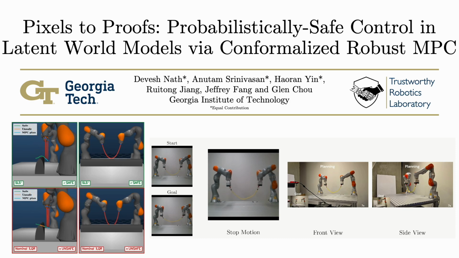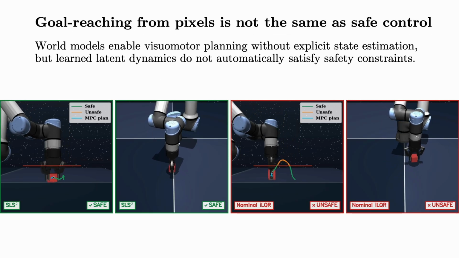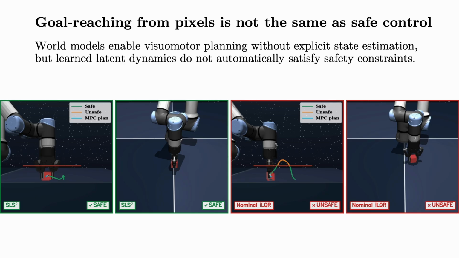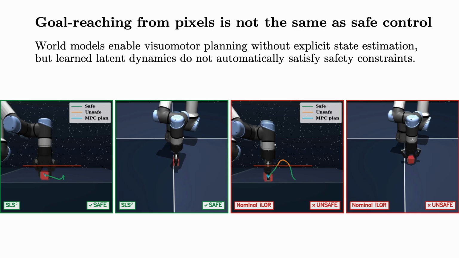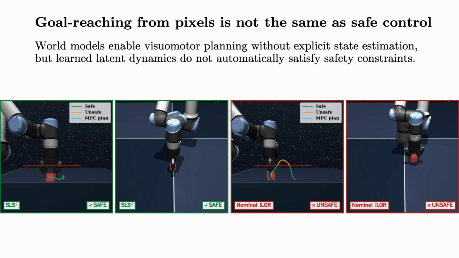We introduce SLS squared, a framework for probabilistically safe planning and control from pixels using latent world models, conformal prediction, and robust MPC. Latent world models enable planning directly from rich observations like pixels, which is useful when the true system state is hard to define or estimate.